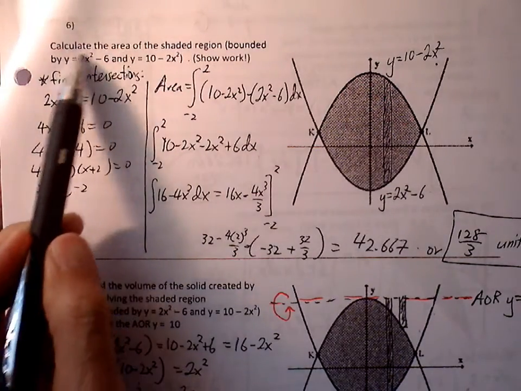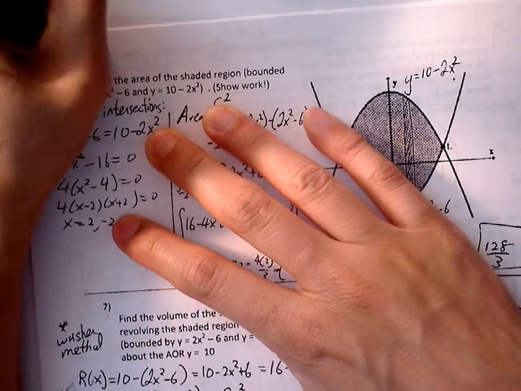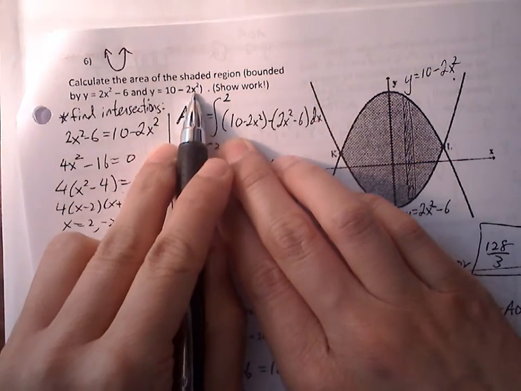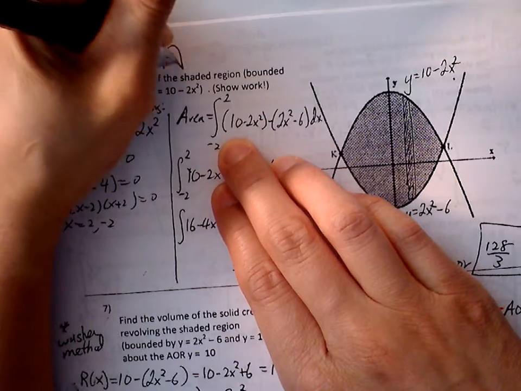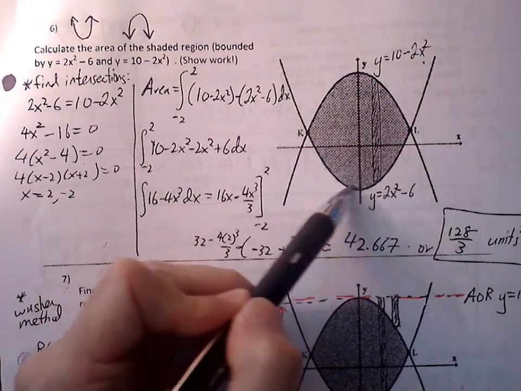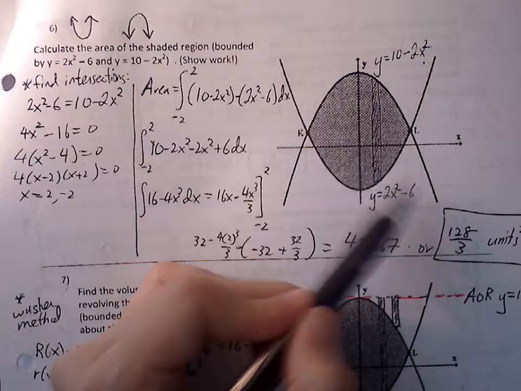You see that 2x squared, that's a positive x squared, so we know it's going to resemble a parabola opening up. And then the 10 minus 2x squared, we know it's a parabola, but the negative 2x squared indicates it must be a parabola that opens down. So therefore we know the 2x squared minus 6 must be this curve that's opening up, and the 10 minus 2x squared must be the curve that's opening down.